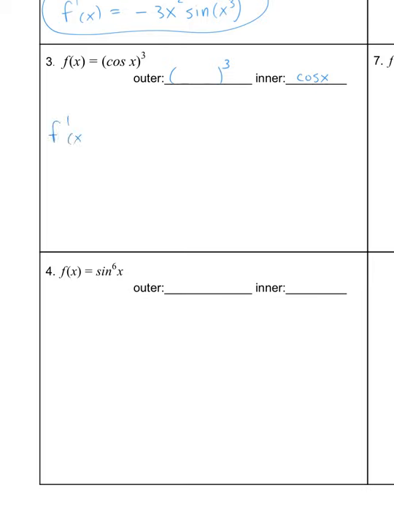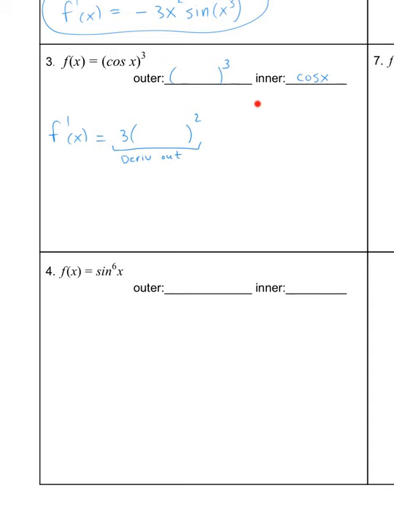The first step of the chain rule, the derivative of the outer, the derivative of something to the third using the power rule is 3 times something to the second. That is our derivative of the outer. Remember, you always put in a blank set of parentheses. You never put in an x when you take the derivative of the outer.